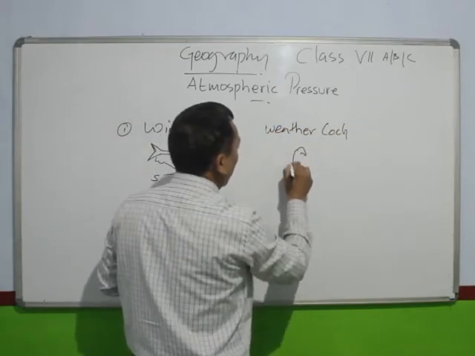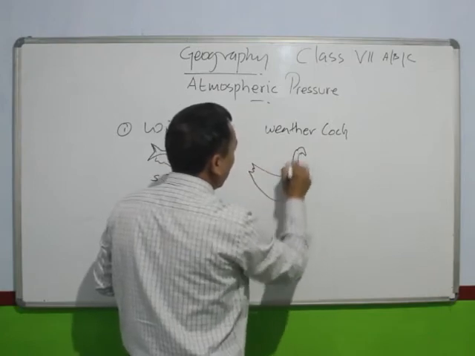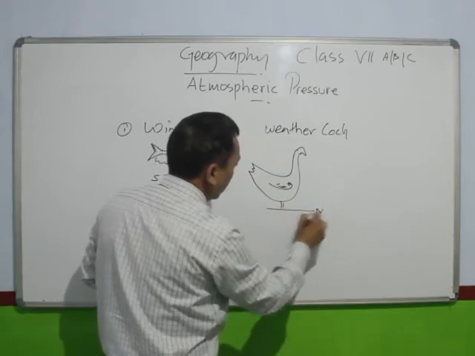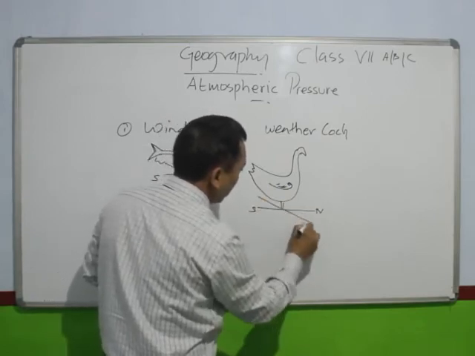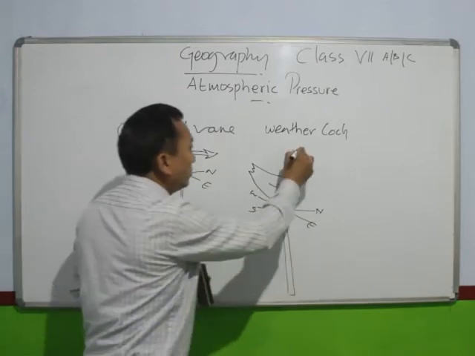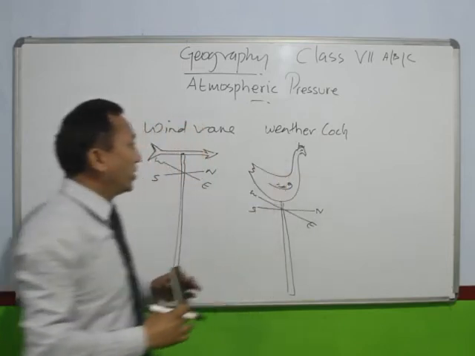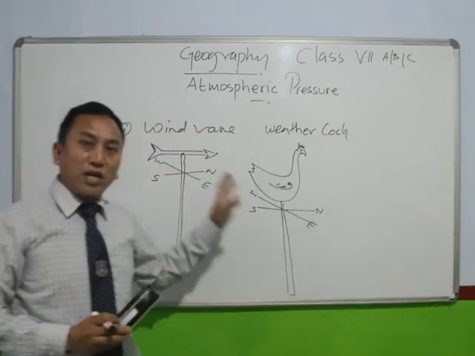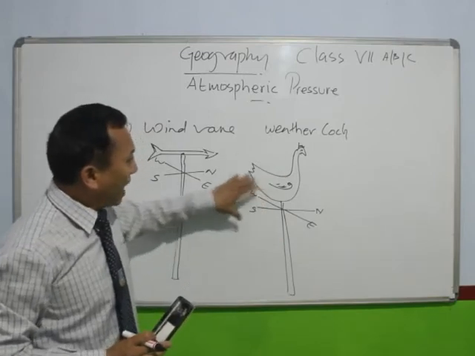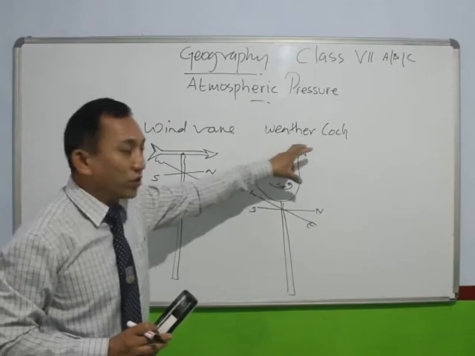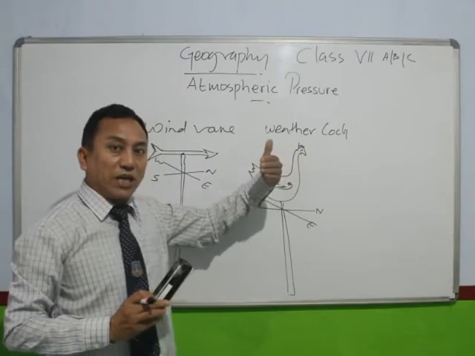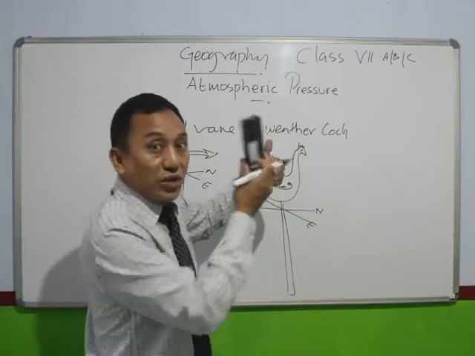See, it's basically a cock here. See here? Weathercock, see? Now this also will help us to know where the wind is blowing from. See again, when the wind blows, the back portion of this cock is bigger compared to the head. So more pressure is applied here. When more pressure is applied here, this cock will turn towards me, which indicates that the wind is blowing from this side.